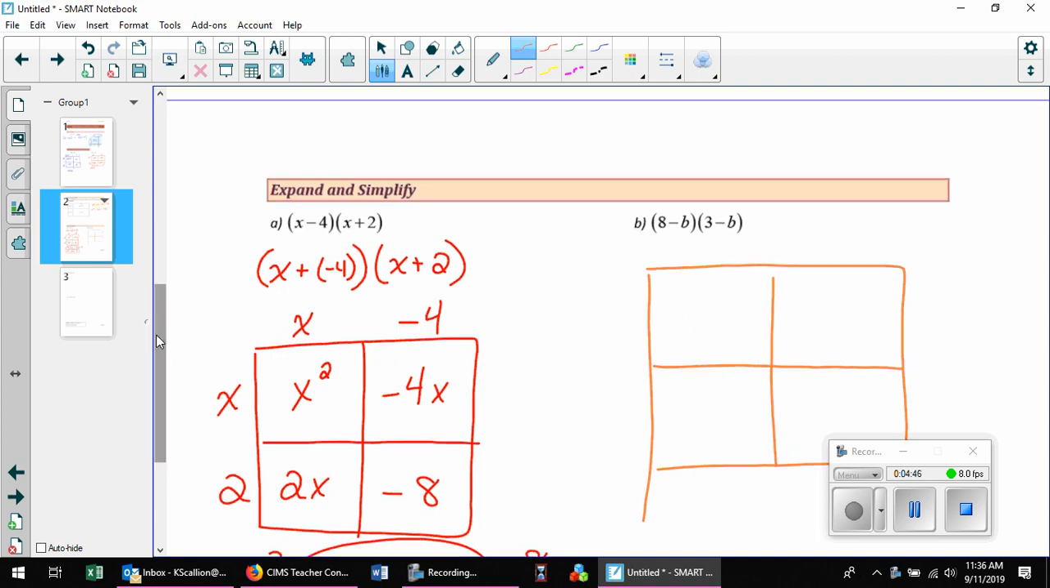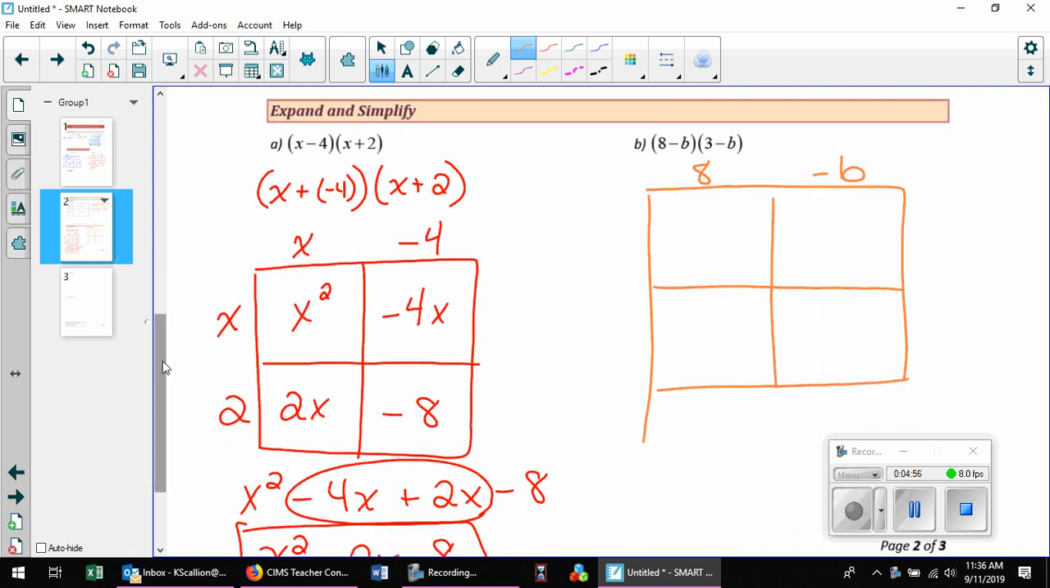So this has an 8 out front. What kind of b am I going to have here? It's going to be a negative b. Did you guys all get that? I think most of you did. And then I have a 3 here, and then I got another negative b. Okay, you ready? So 8 times 3, 24. 3 times a negative b is a negative 3b.